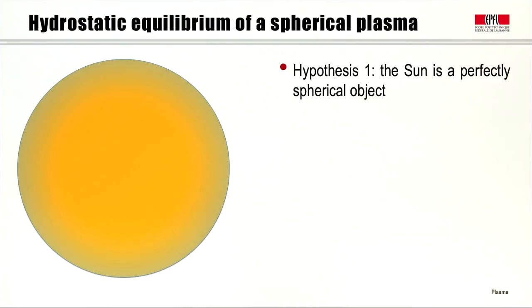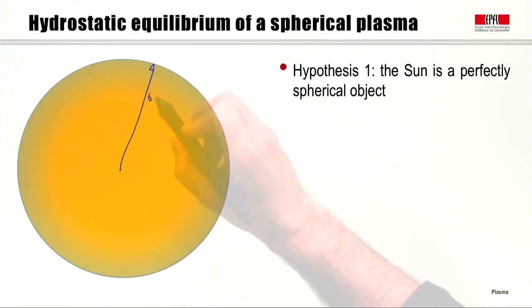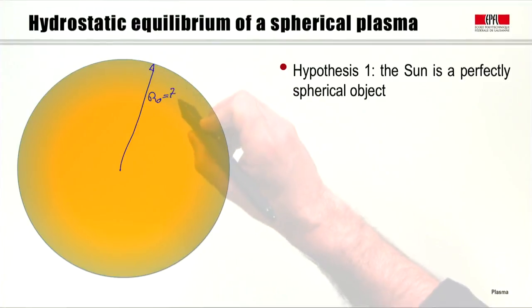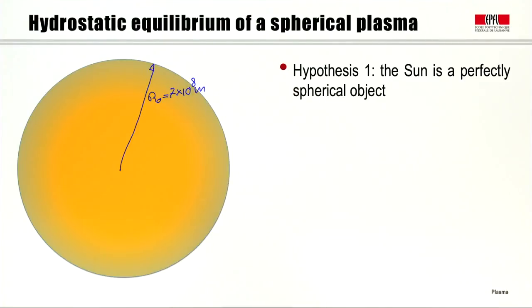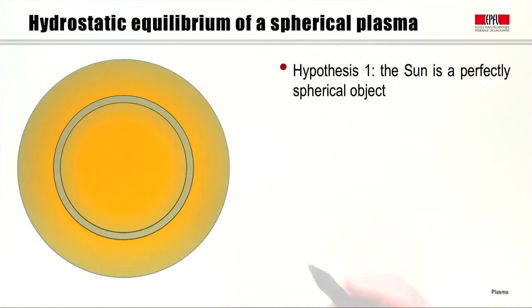Now, to start deriving the equation for the hydrostatic equilibrium, let's make a first hypothesis. That is, the Sun is a perfectly spherical object. The radius of this sphere is the Sun radius, which is 7·10⁸ meters. Let's then consider a spherical shell which is located at a distance small r from the center of the Sun, and this shell has a radial thickness dr.